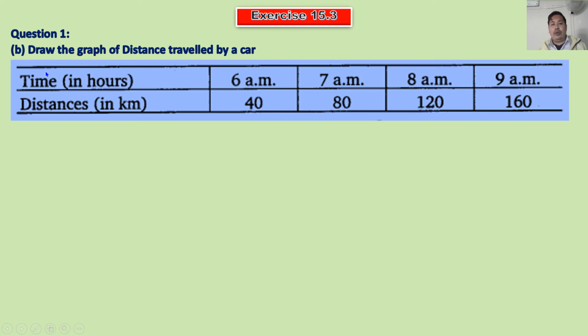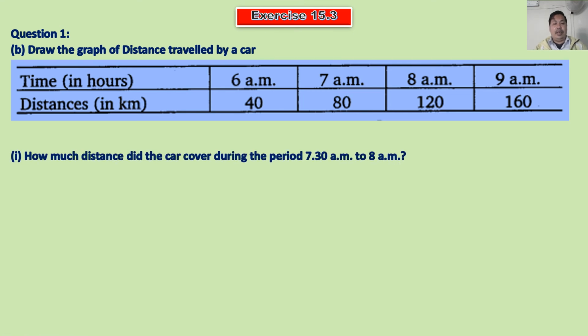Now what we have to do is draw the graph of the distance traveled by the car. Given here is time in hours, like 6 a.m., 7 a.m., 8 a.m., and 9 a.m., and distance as 40 kilometers, 80 kilometers, 120 kilometers, and 160 kilometers. You can see that as the time increases, the distance also increases. Let's see what we have next.